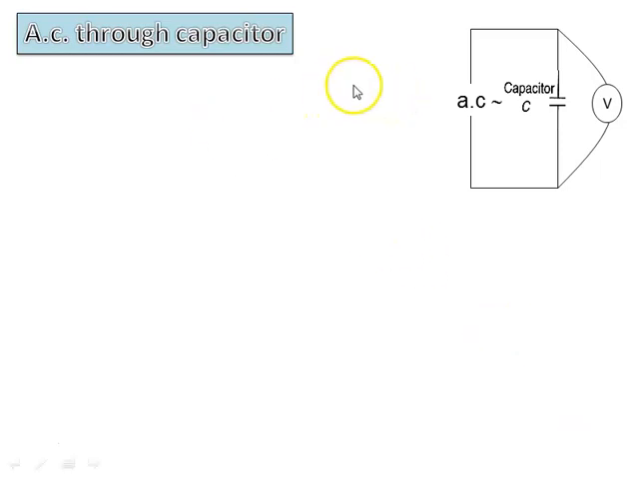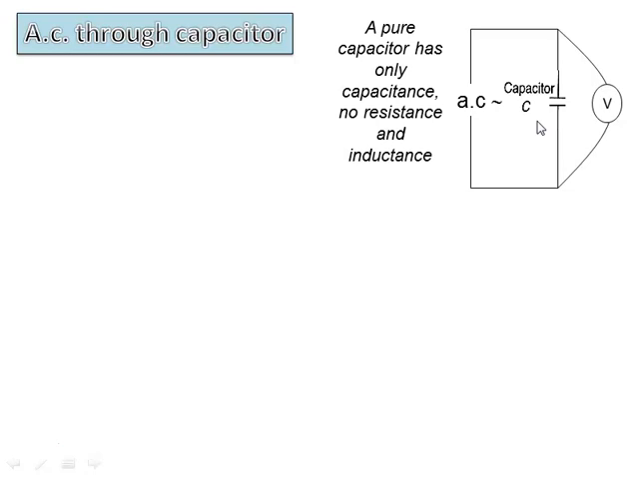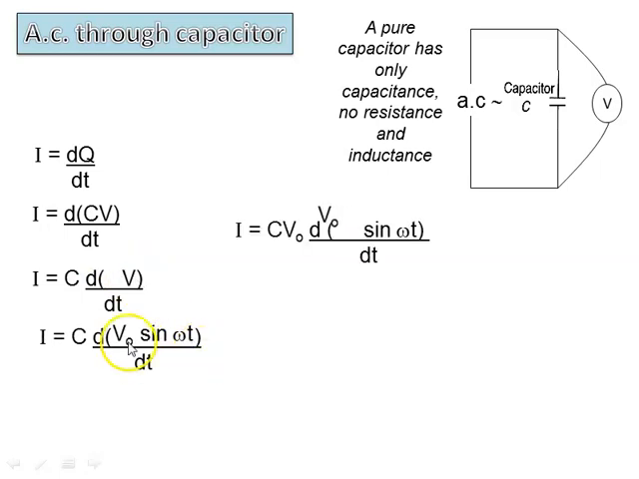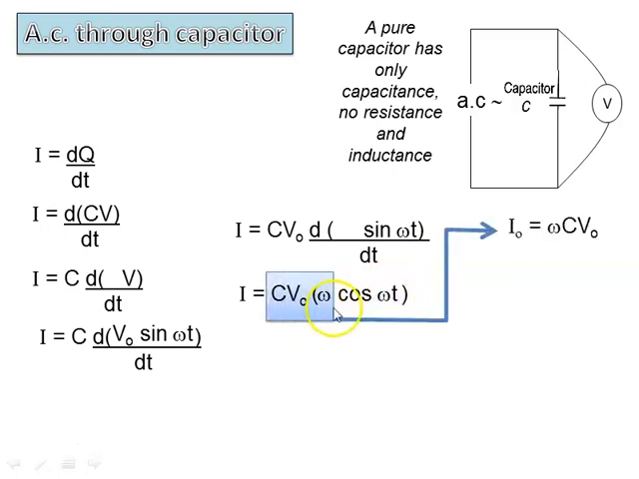Okay, next we discuss AC, alternating current, through a capacitor. A pure capacitor has only capacitance, no resistance and inductance. From I equals dq by dt, substitute q equals CV, and C is constant, so we can bring it to the front. And V is V naught sine omega t for alternating current, and V naught is also constant, so we can bring it to the front. So I equals C V naught d sine omega t per dt. The derivative of sine omega t is omega cos omega t. So omega C V naught equals I naught. Therefore I equals I naught cos omega t.